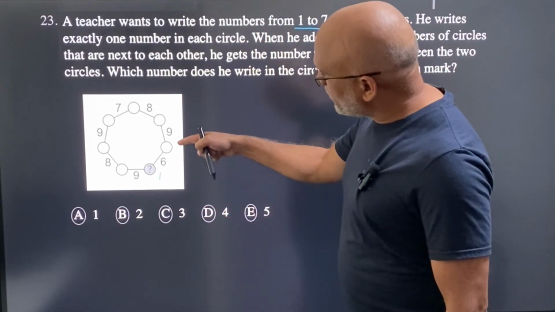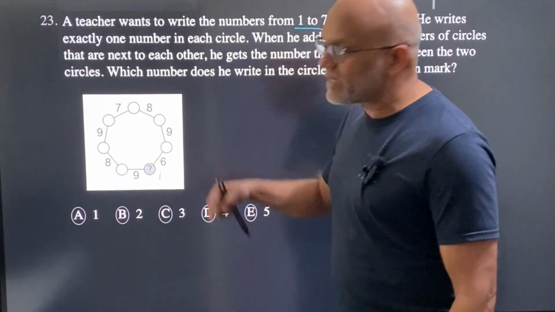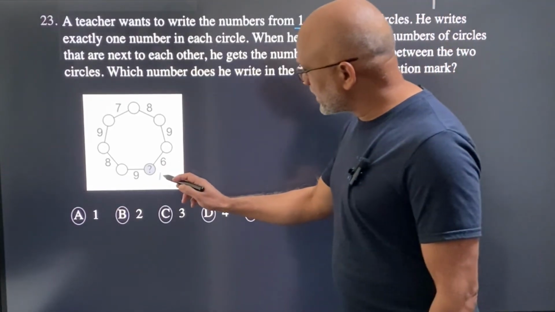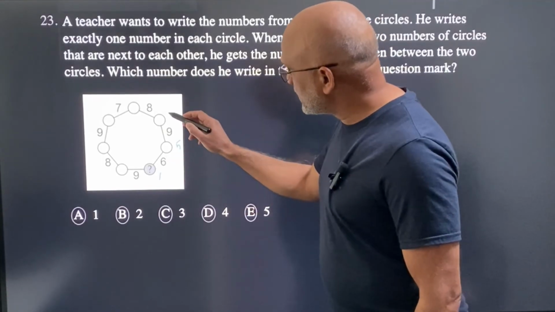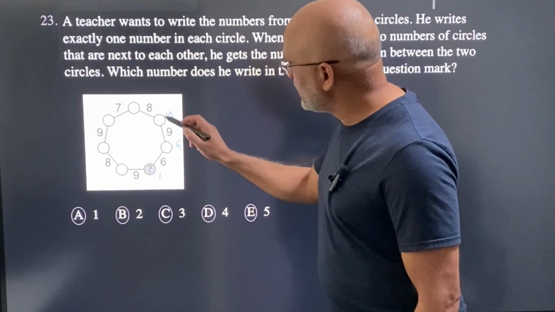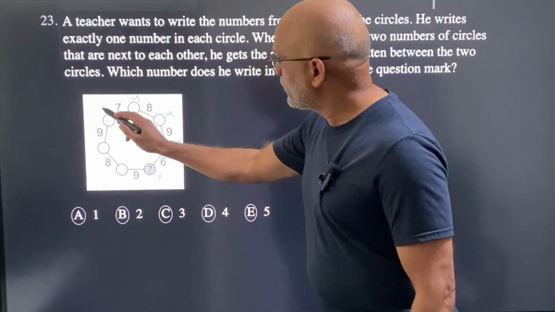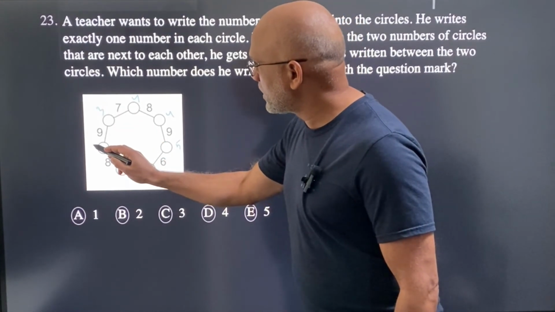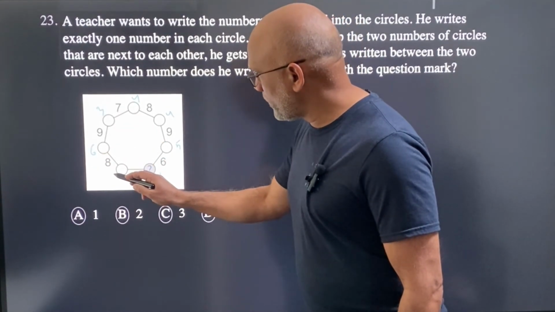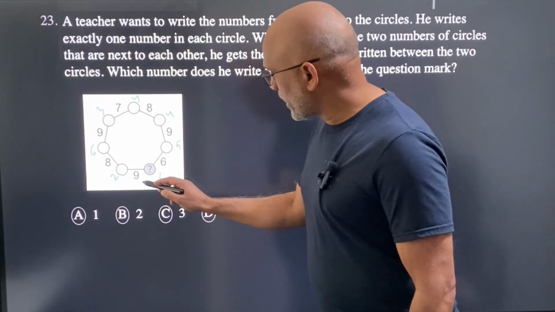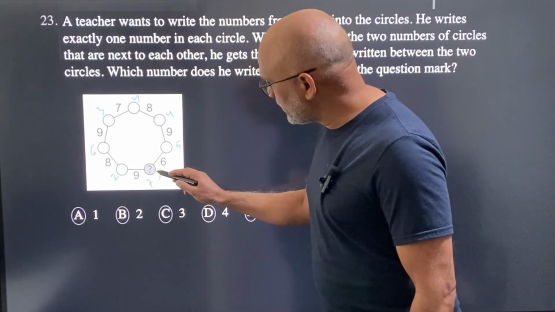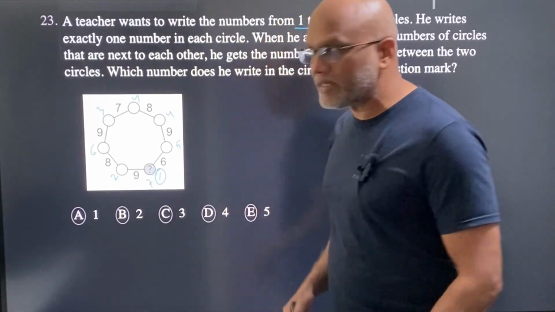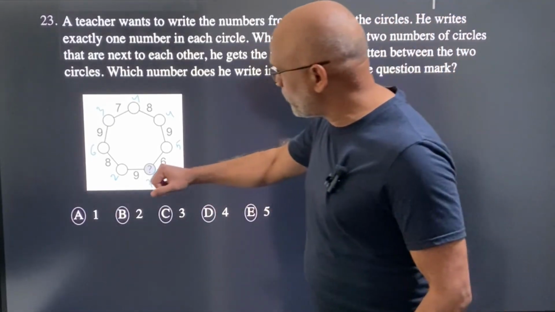Then I know the next number, and the next number, and so on and so forth, and then see if it makes sense. So in this case, if it is 1, this has to be 5 because 5 plus 1 is 6. Then this has to be 4, 4 plus 5 is 9. Similarly, this has to be 4, this has to be 3, this has to be 6, this has to be 2, and then 2 plus 7 is 9. So I started with 1, I ended up with 7. It doesn't make sense, right? So it cannot be 1.